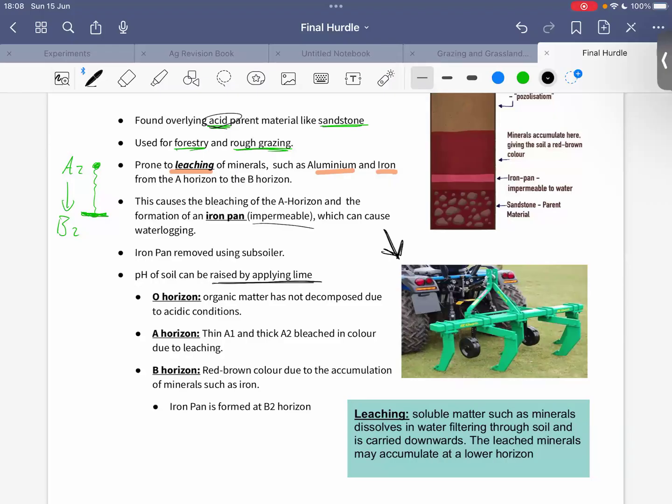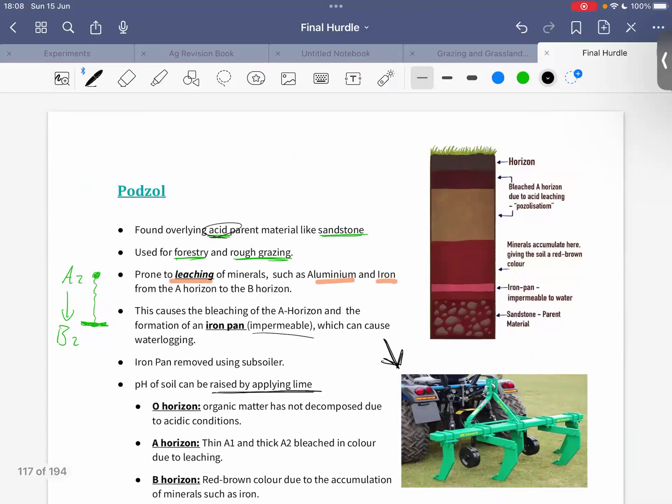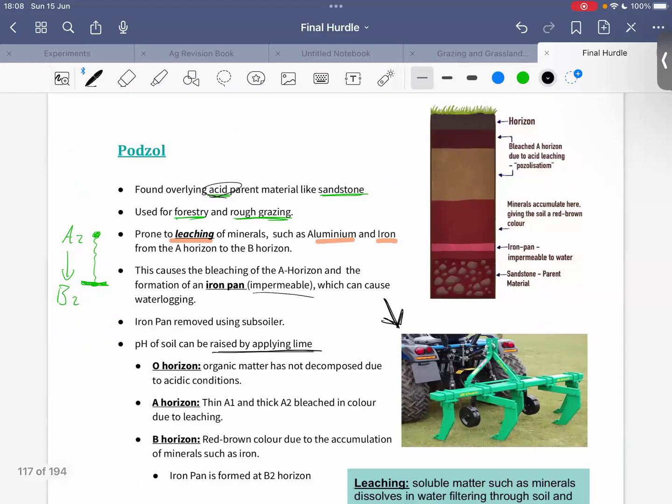So that is really the main summary of our podzol soil. Acidic parent material, used for forestry, prone to leaching, minerals washed down, your iron and aluminium washed down from your A2 to your B2 horizon, forms an iron pan which is impermeable, which causes waterlogging. How do we remove an iron pan? We remove it using a subsoiler. And how do we raise the pH of any soil?